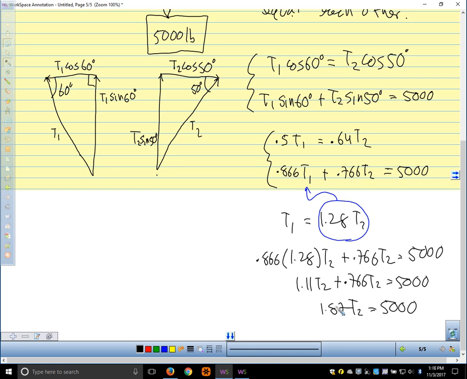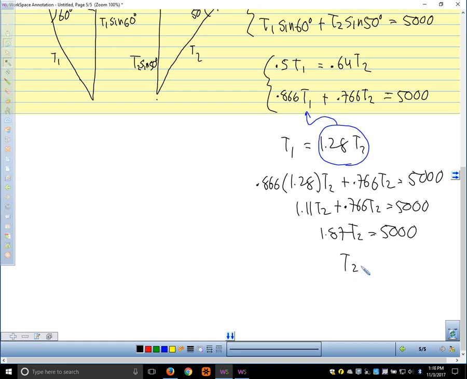And I get that T2 is 2673.77 pounds. And then from this, I can multiply it by 1.28 and get T1. And I get T1 is 3422.46 pounds. Could you also subtract the 2673 from the 5,000, or would that not give you the right answer? That would not give you the right answer.